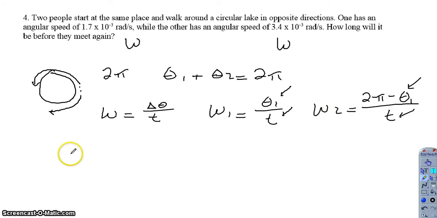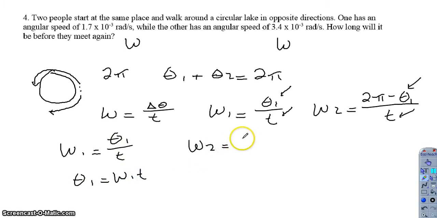A slightly easier way to do this would be to set them up again separately. Angular velocity equals the first person's displacement over time, and if we solve for their displacement, we see that theta 1 equals omega 1 times t. If we do the same thing for the second person, omega 2 equals theta 2 over t, and then solving, theta 2 equals omega 2 times t. Again, the important conclusion here is the time that it takes each person is the same. If we then bring these two thetas together in our original relationship, knowing that they have to equal 2 pi, it's a little bit easier equation to solve. We can just plug it in and then solve from there.